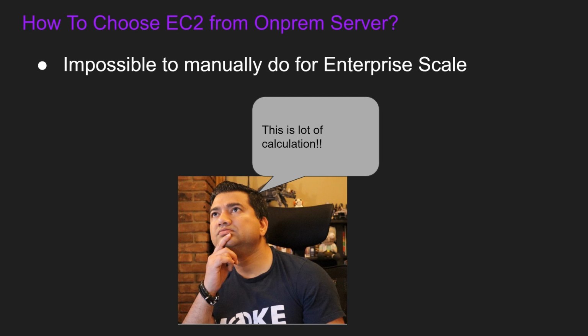Number 2 is you cannot do this manually for each of the servers on-prem. It's okay for a small mom and pop shop. And that's why enterprises will ask you, right? Because they know it's not possible to do this manually. So how do you do this?